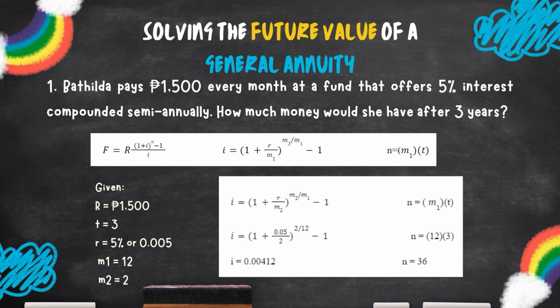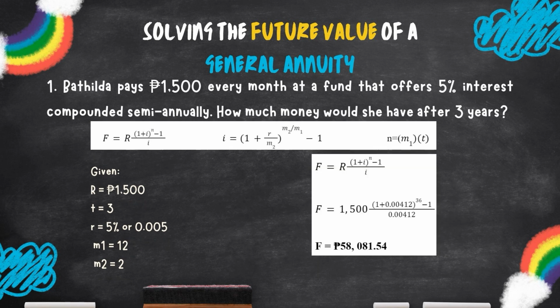And we're gonna substitute the values, so that's gonna be I equals 1 plus 0.05 over 2 raised to the power of 2 over 12 minus 1. And we are gonna have a result of 0.00412. And for the N, it's going to be M sub 1 times T, which is 12 times 3, 36.